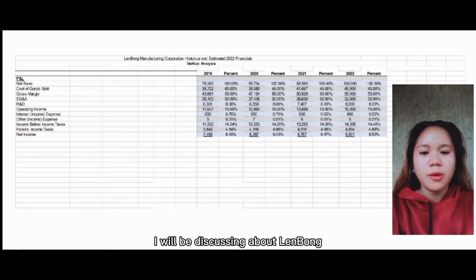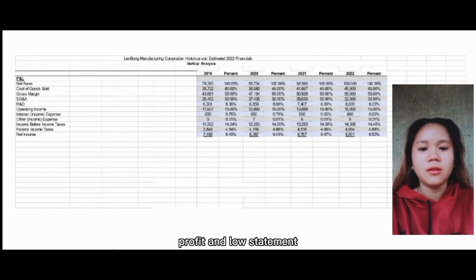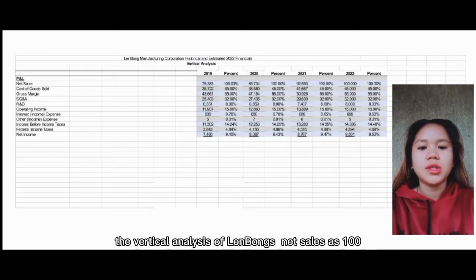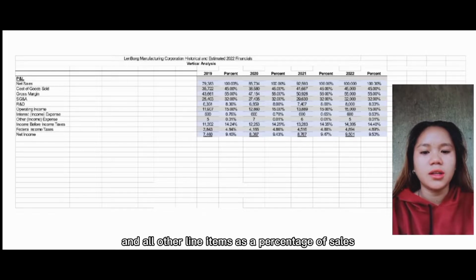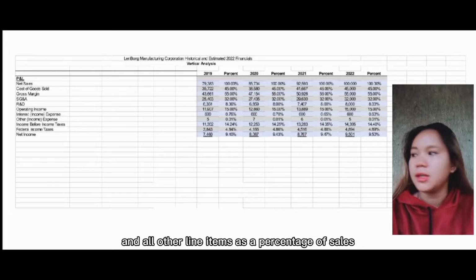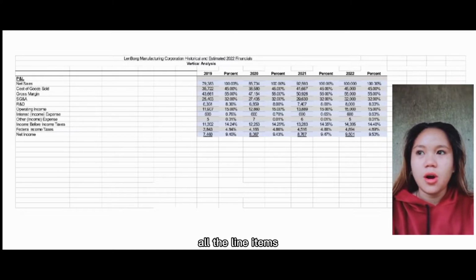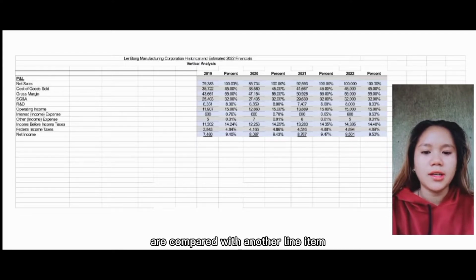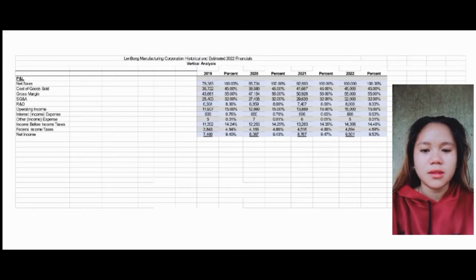In this report, I will be discussing LenBong Manufacturing Corporation's profit and loss statement. As we can see in the figure, it shows the vertical analysis of LenBong's net sales as 100% and all other line items as a percentage of sales. The changes are generally shown in percentage. All the line items in a vertical analysis are compared with another line item on the same statement. In the case of an income statement, it is revenue or net sales.